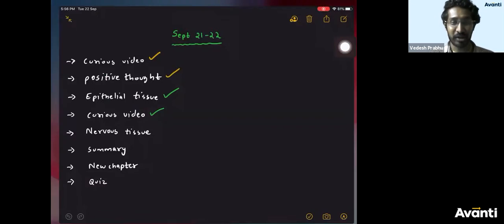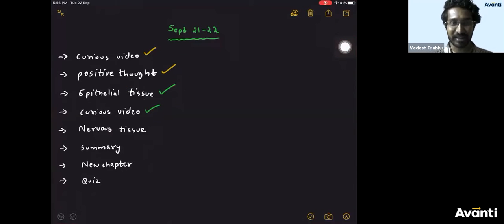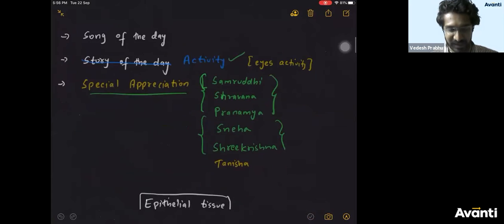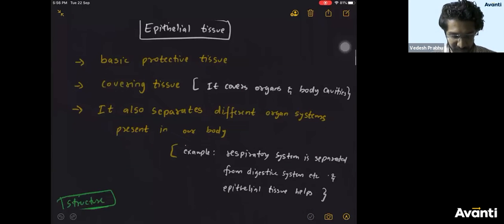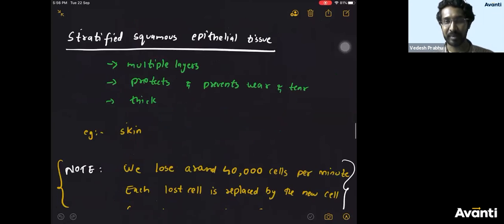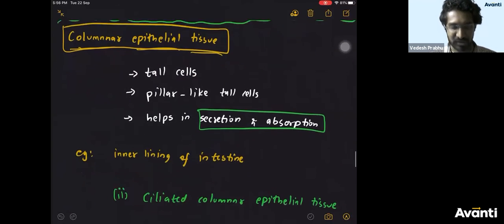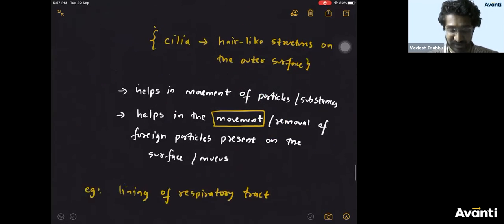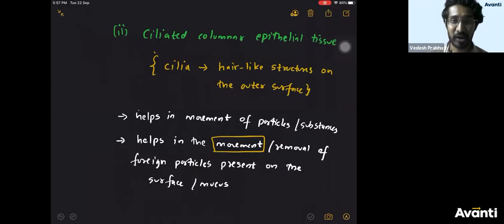Today I've got to finish epithelial tissue, along with the nervous tissue. In yesterday's class, we were discussing the types of epithelial tissue. We learned about the squamous epithelial tissue, which is of two types: simple squamous and stratified squamous. After this, we learned about the next type, columnar epithelial tissue, and a special version of it is ciliated columnar epithelial tissue, the one which has cilia or hair-like structures on its surface.